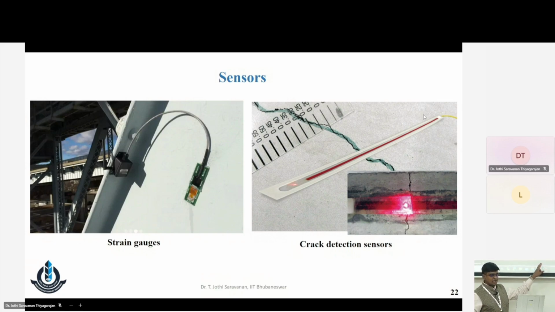This is a crack detection sensor. Wherever there is an opening of a crack, the sensor is going to activate and tell us that it is unsafe and that you need to look into that part. It's something like a bandage that you put on.